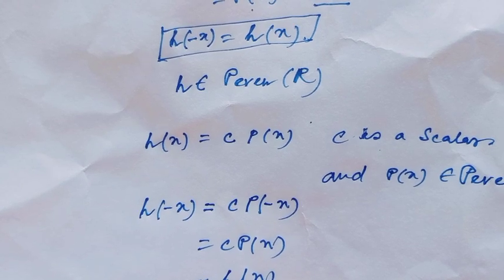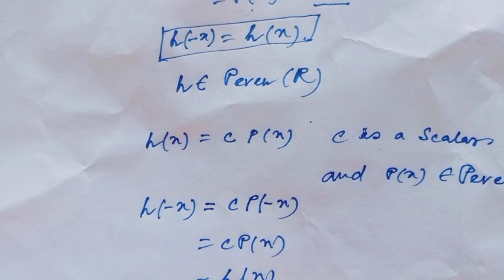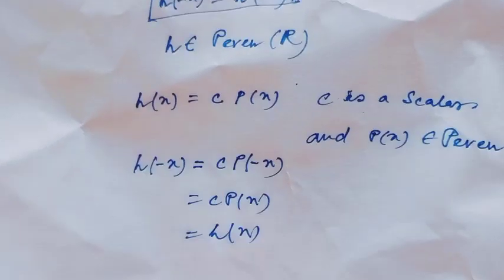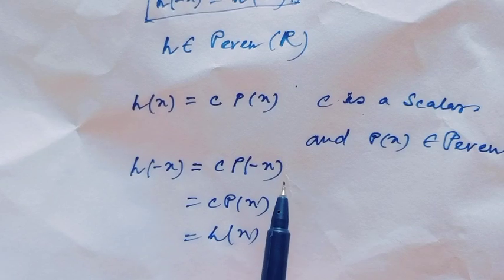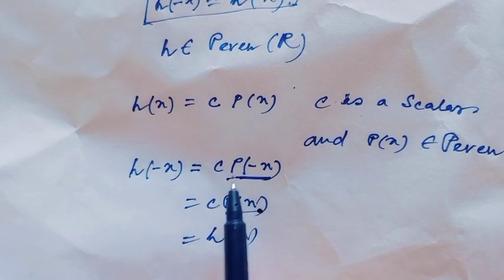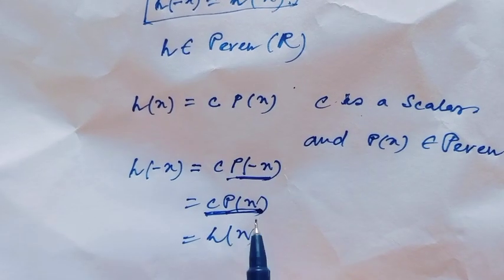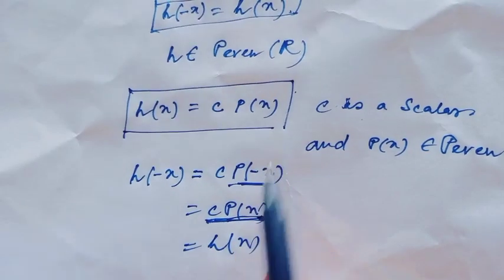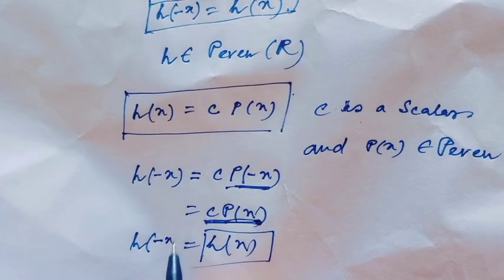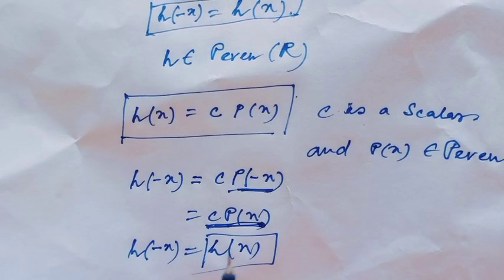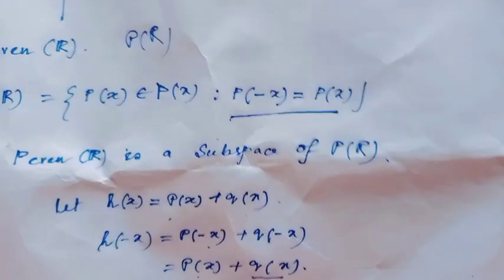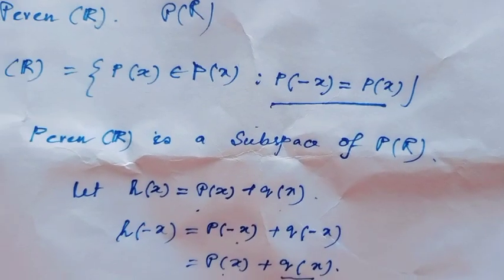For this, consider H(x) equal to c times P(x), where c is a scalar and P(x) is any even polynomial. Then H(-x) equals c times P(-x), and P(-x) is equal to nothing but P(x). Therefore, this is equal to c times P(x), and c times P(x) is actually H(x). Therefore, I have got their scalar multiplication also belongs to the set and their sum also belongs to the set. So, the set of all even polynomials is a subspace of the set of polynomials.